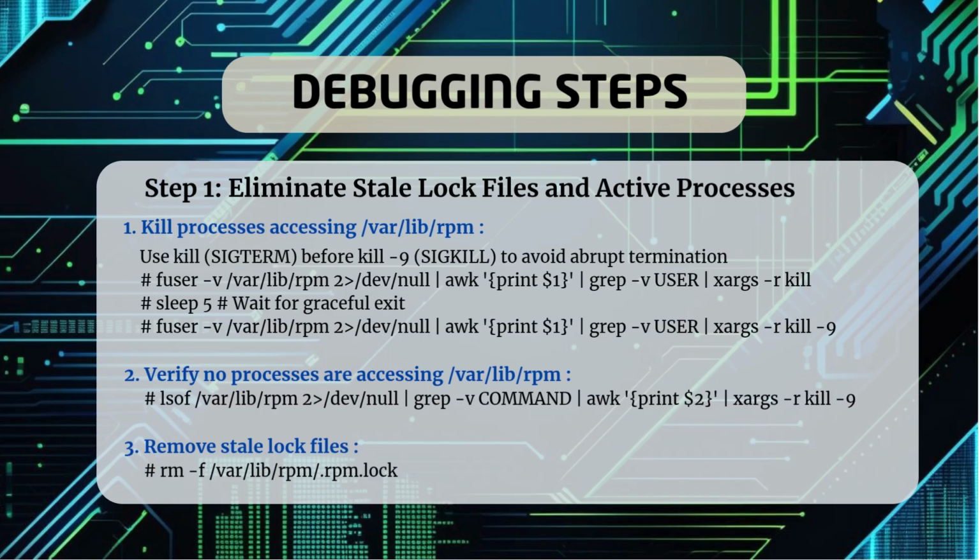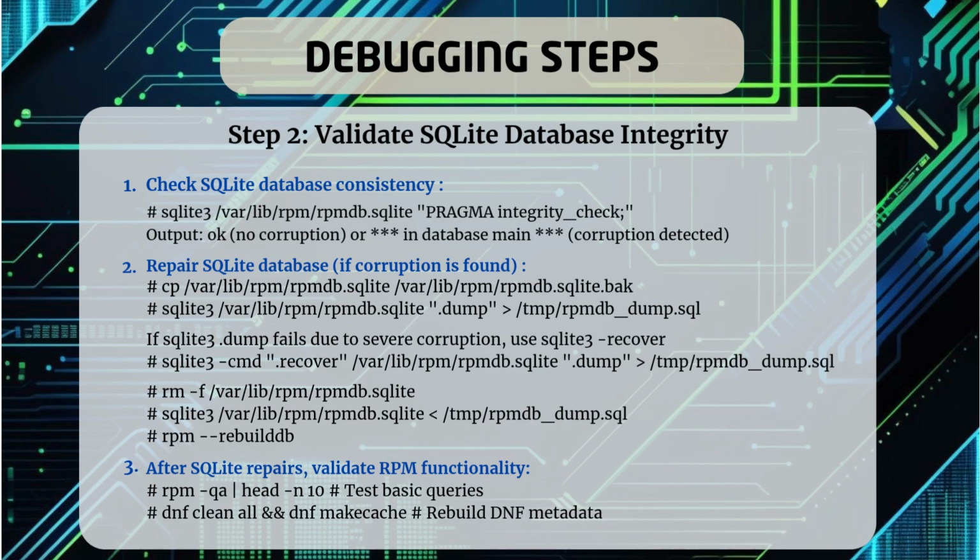Step 1. Eliminate stale lock files and active processes. First, you will want to kill processes accessing /var/lib/rpm. Second, verify that no processes are accessing /var/lib/rpm. Third, you will need to remove stale lock files. Step 2. Validate SQLite database integrity. First, you will need to check SQLite for database consistency. Second, if corruption is found, repair the SQLite database. Third, after SQLite repairs, validate RPM functionality.